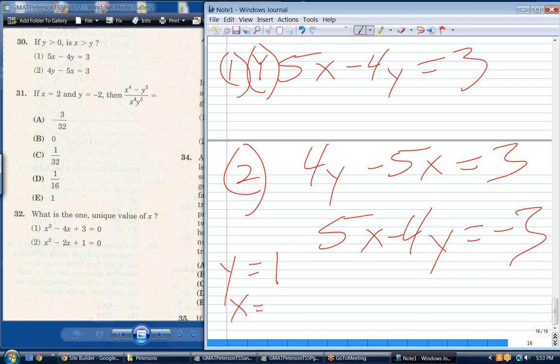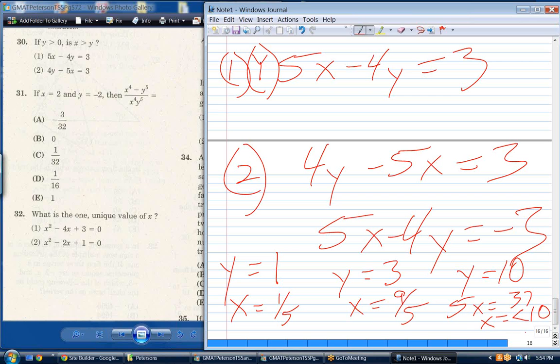If y equals 1, then x is equal to 1/5. And if y equals 3, we're going to add 12 to this side, making it 9. So x would be equal to 9/5, still smaller than y. What if y is 10? We have 5x being equal to 37. X is less than 10.